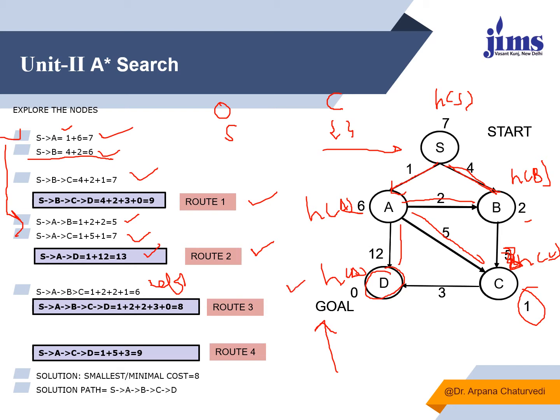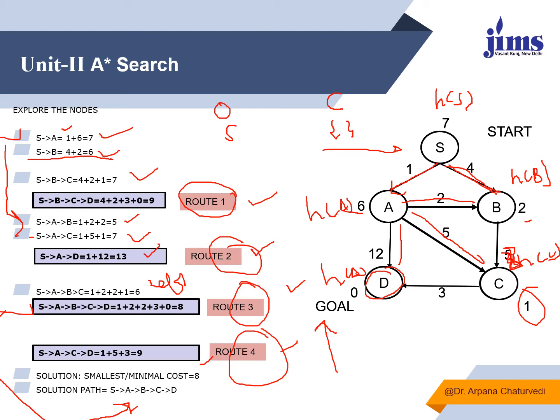Now we look for any other path left unexplored. So the path left unexplored is S to A to C. So we see S to A to C to D. So it becomes 1 plus 5 plus 3 plus 0. So it becomes 9. So now we have 4 routes: route 1, 2, 3, 4. We compare all the 4 routes. Which one has the lowest or minimal path? So this one has the lowest path. So the solution is S to A to B to C to D, and the minimal cost incurred to reach the goal is 8.